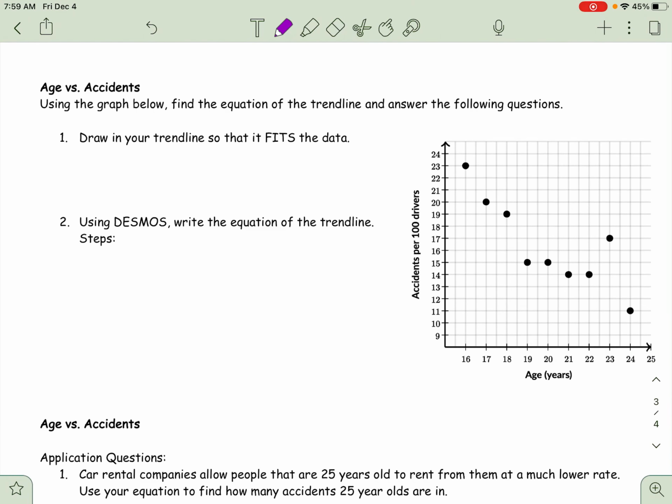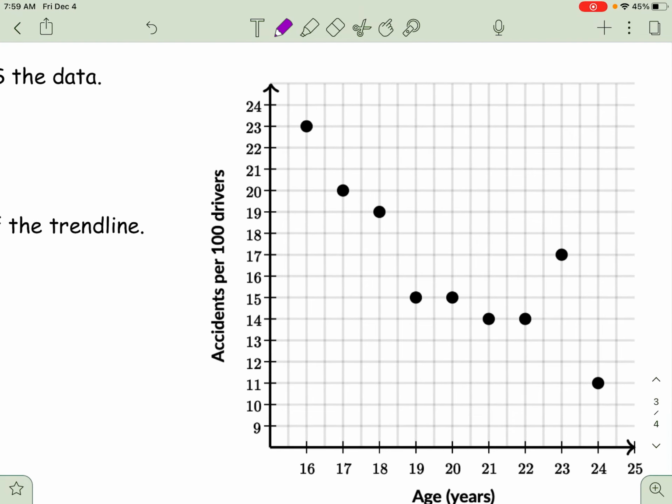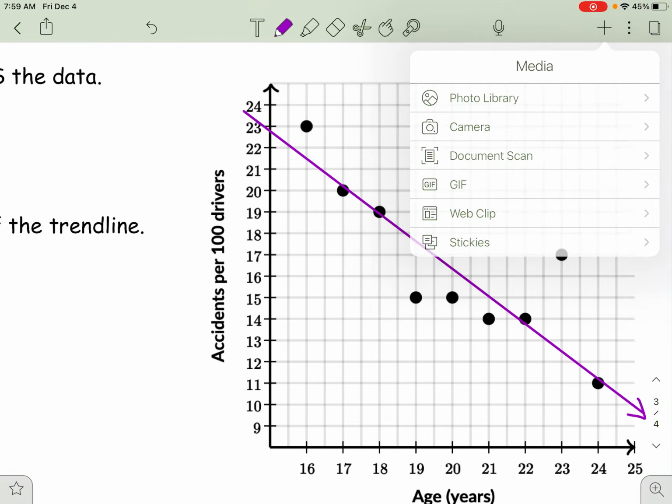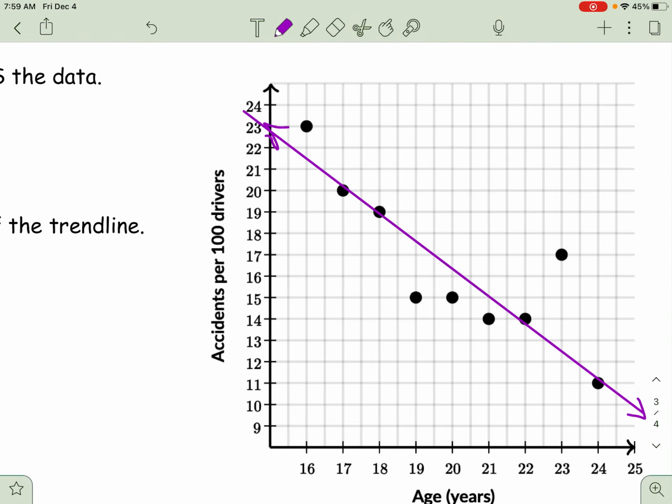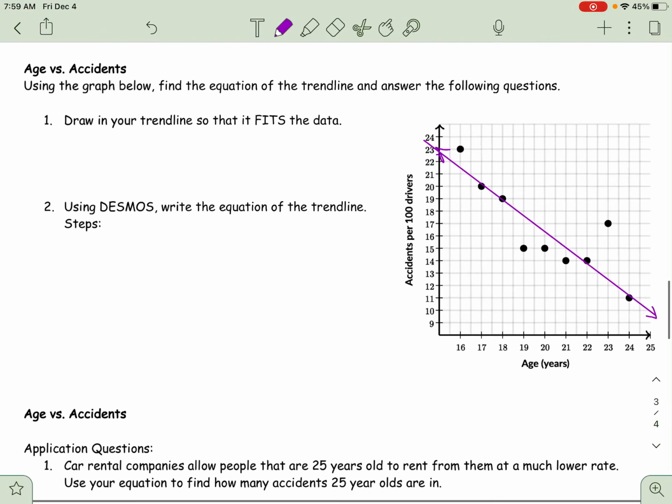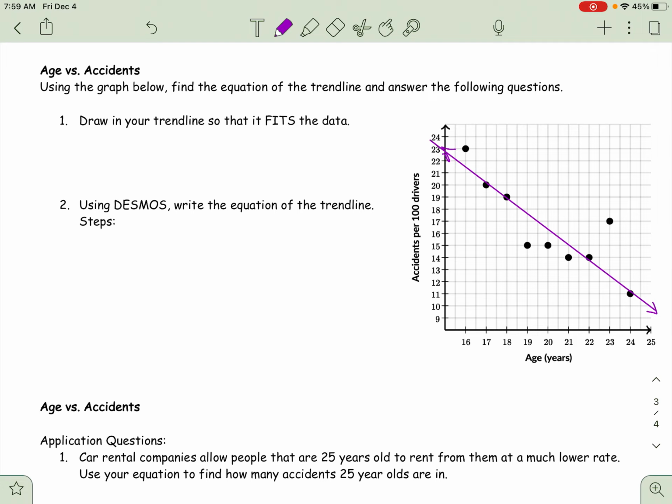Using the graph below, find the equation of the trend line and answer the following questions. Again, draw a graph. I'm going to try as best as possible to draw a line through the majority of the points. In this case, it looks like this. That leaves me with 1, 2 on top, 1, 2, 3 on the bottom. That's pretty close. Now using Desmos, we want to write the equation of the trend line. Here's where it gets interesting.